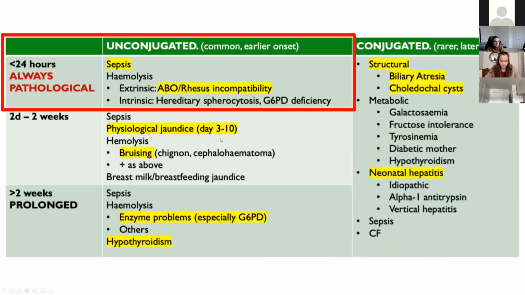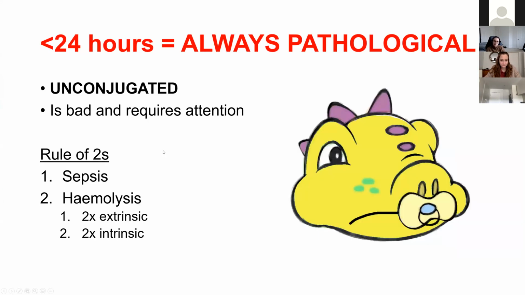So this is a nice little summary table from Muppets, and the ones that are highlighted in yellow are the most common causes. So we're just going to keep referring back to this table as we go through. So less than 24 hours, always pathological. It's bad. We need to bring attention to it.